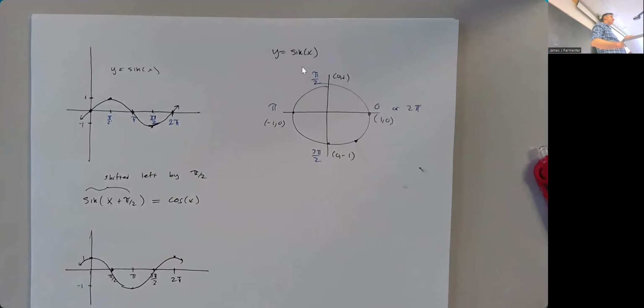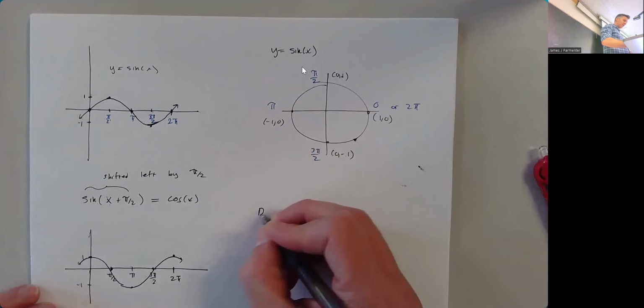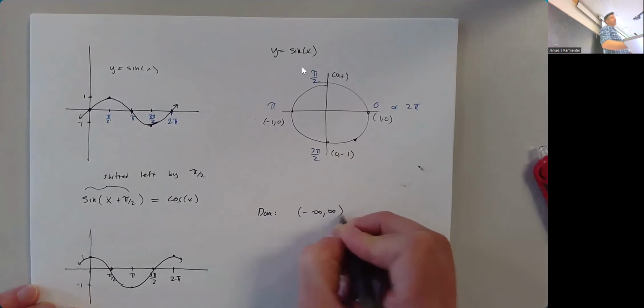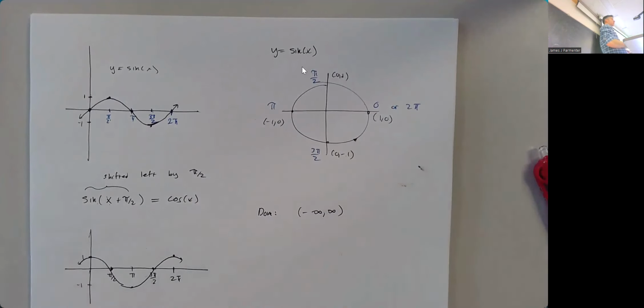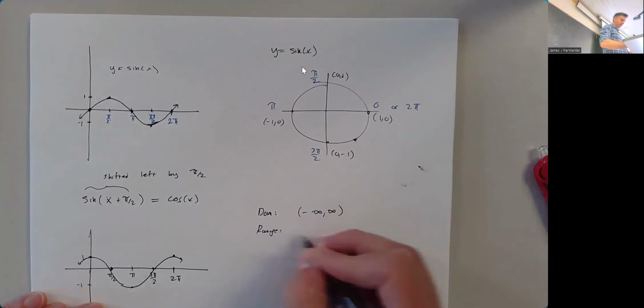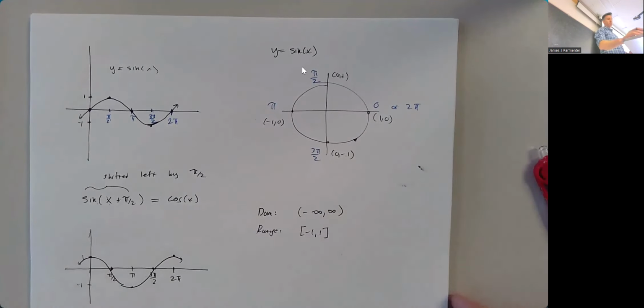Sine and cosine. Not too shocking. They are essentially the same. Things to think about here: the domain for sine and cosine is everything. They're the only two trig functions that are defined and continuous everywhere. The range is from negative 1 to 1, which is definitely a useful piece of information that gets used more often than you would think.